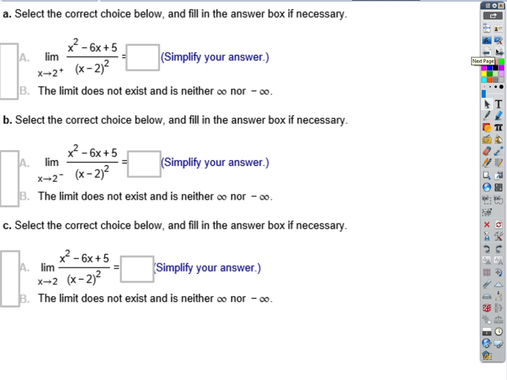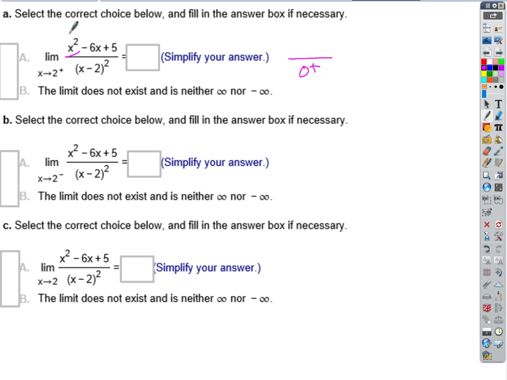More of the same, really. It's just a little bit trickier. I want to look at maybe just one of these. We have to look at all of them. As x approaches 2 from the right, what's going to happen? What are we going to get here? On the bottom, I'm going to get a 0 plus squared. Everybody agree? Okay, so 0 plus. What about the top?